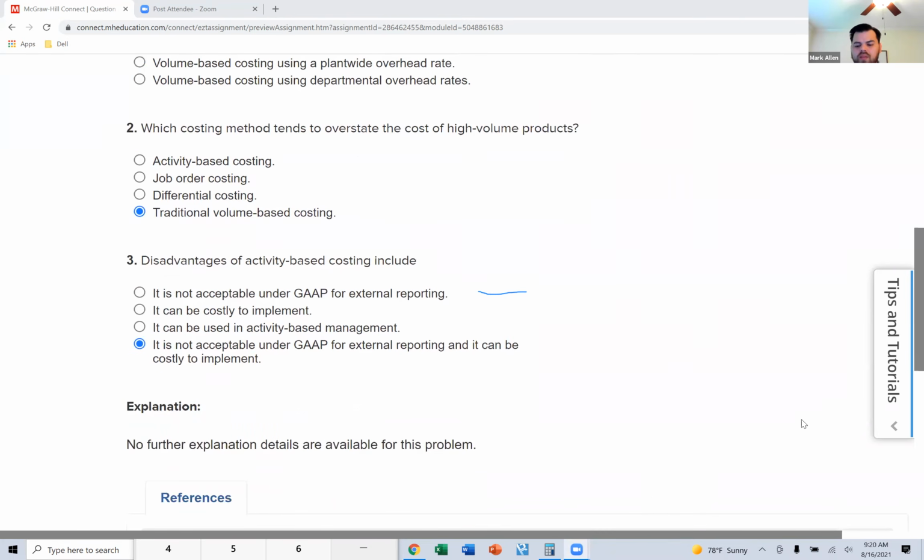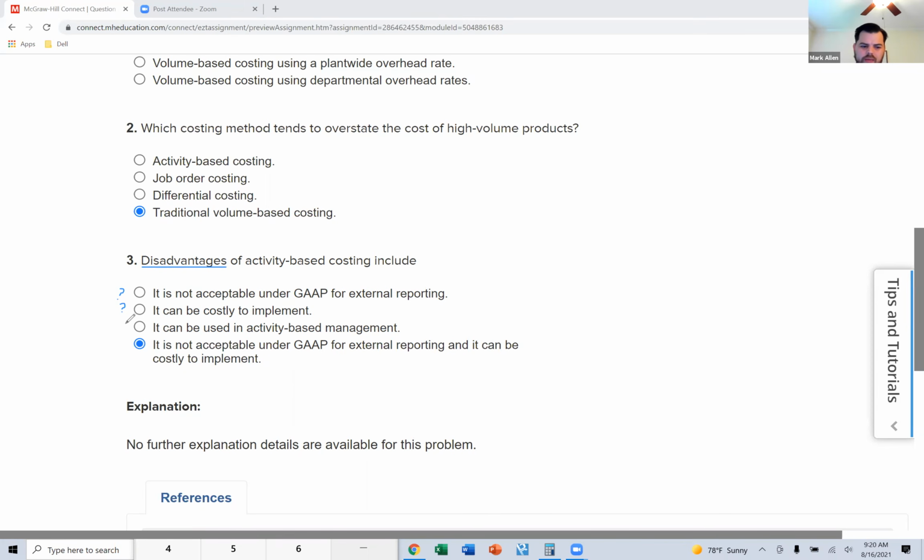Now, one of the biggest disadvantages to activity-based costing. Read carefully, right? This is a disadvantage they're asking for, not an advantage. So let's see here: not acceptable under US GAAP. That is true, so if I was doing this on the test, I would just put a question mark there. Can be costly to implement. Well, that's also true, so now I'm looking for an answer that's got more than one thing. It can be used in activity-based management.